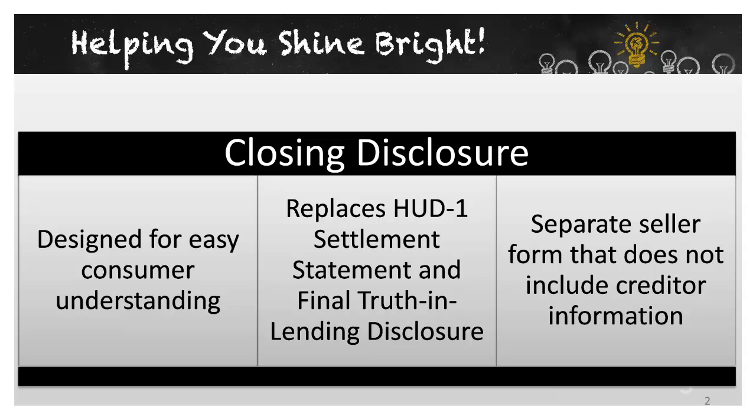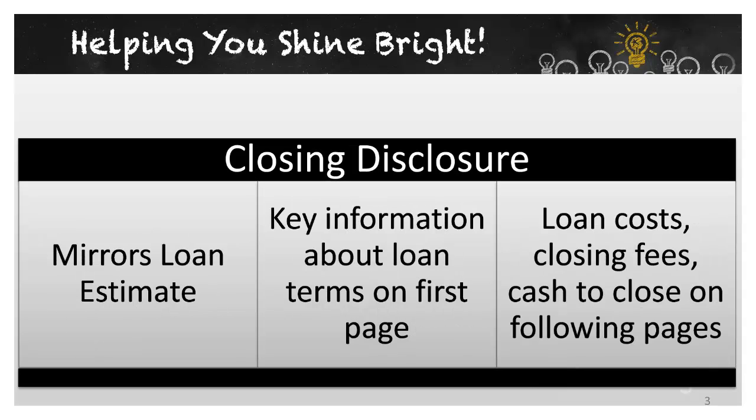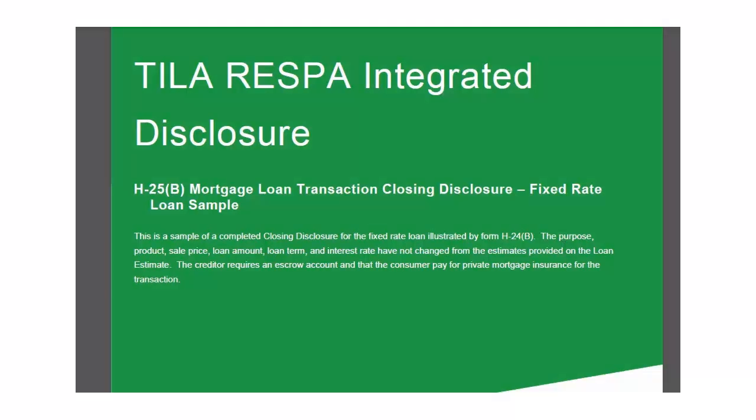Since the form does include information about the loan, there will be a separate seller form that does not include creditor information. The closing disclosure will mirror the loan estimate by including key loan information on the first page. The loan costs, closing fees, and cash to close are on the following pages. Let's take a look at a sample closing disclosure.